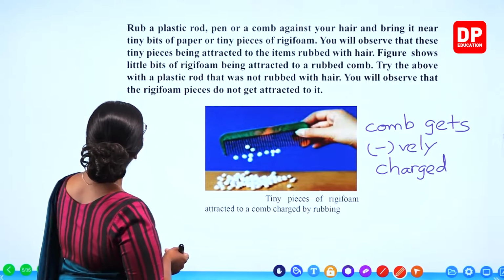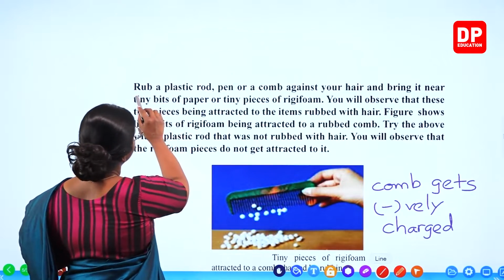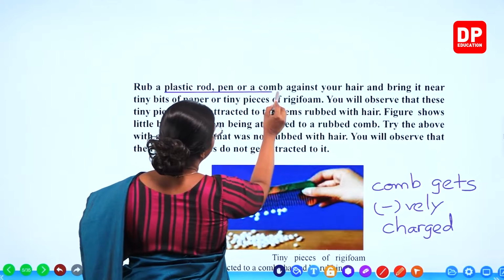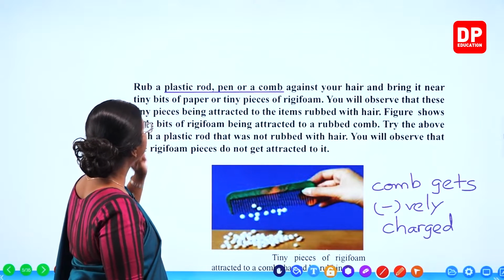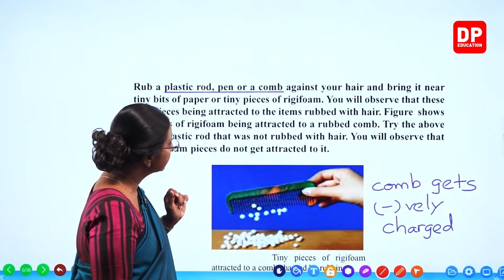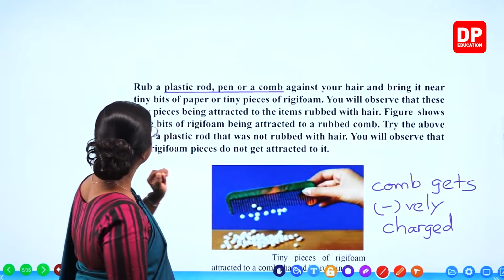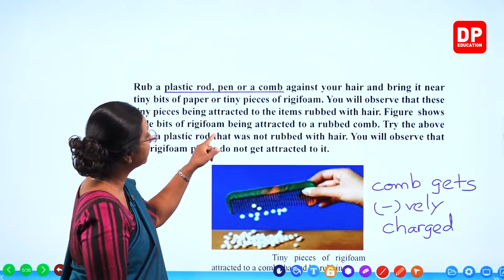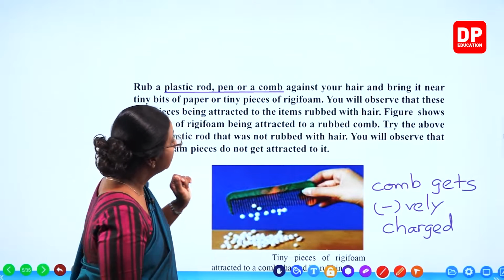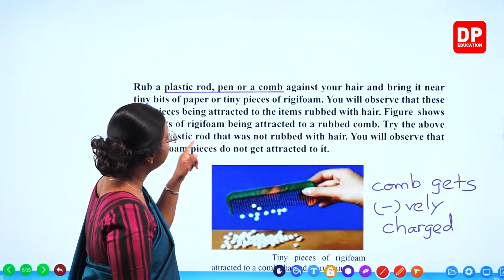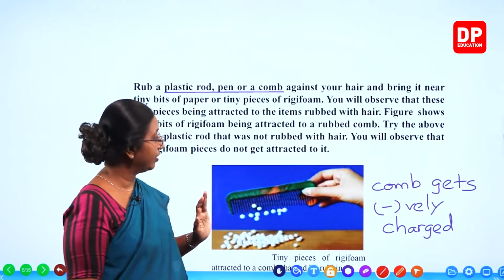Now if we read, rub. So here you can rub a plastic rod, a pen or a comb against your hair and bring it near tiny bits of paper or tiny pieces of Regiform. Either one is fine. You will observe that these tiny pieces are attracted to the items rubbed with hair. The figure shows little bits of Regiform being attracted to a rubbed comb. So that is what I explained to you.